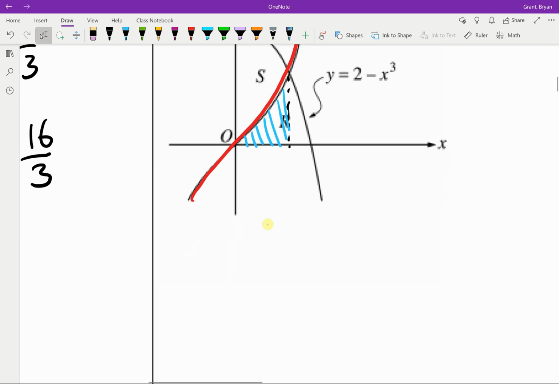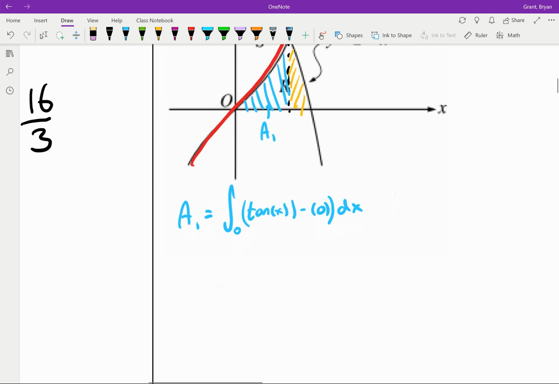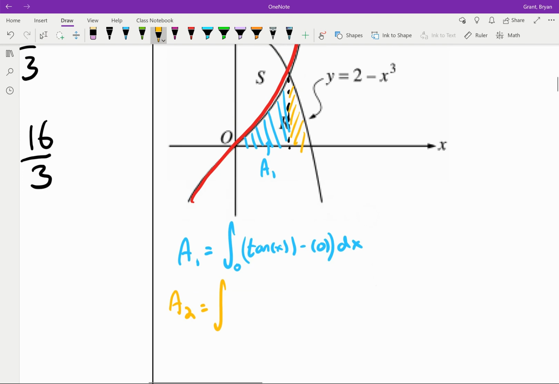My first integral, maybe I'll call this blue region area 1. So area 1 is just going to be the integral from, well, it definitely crosses the x-axis at 0 to something, we'll get back there, of the graph of tangent of x minus 0 dx. Cool. The second region is a little bit weird. The second region now turns into, I'll do it in orange here, is actually just the second function, and we're just going to do top minus bottom. So I'm going to add on my second region here. Maybe I'll do it like this, A sub 2, and my second region is going to be the function 2 minus x cubed.